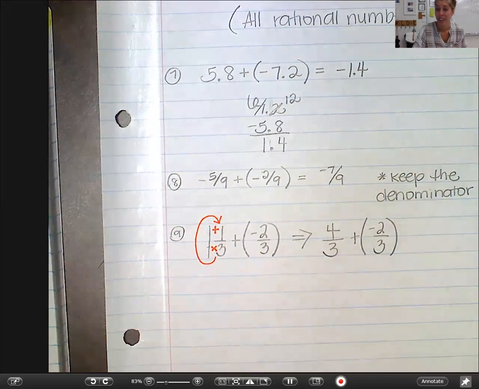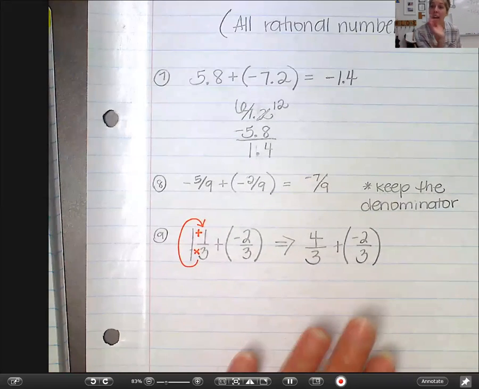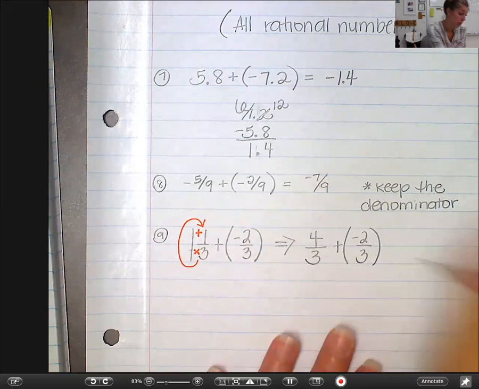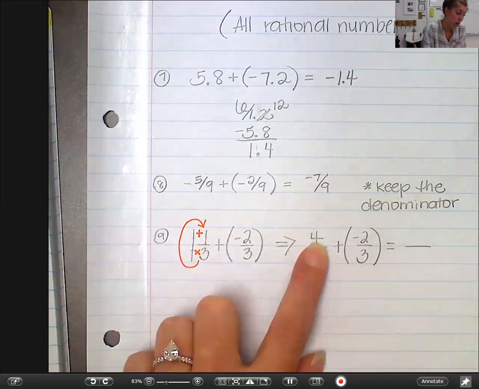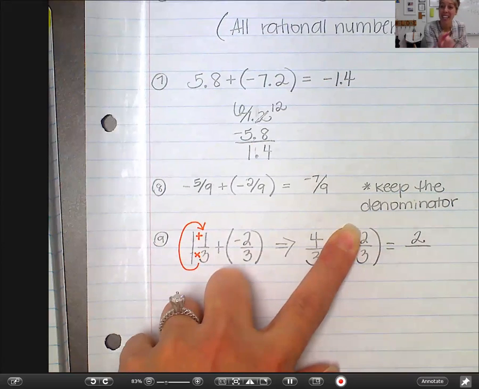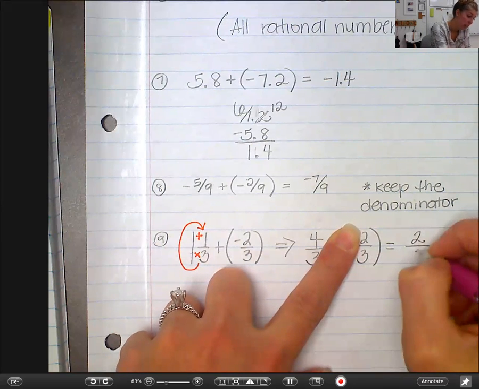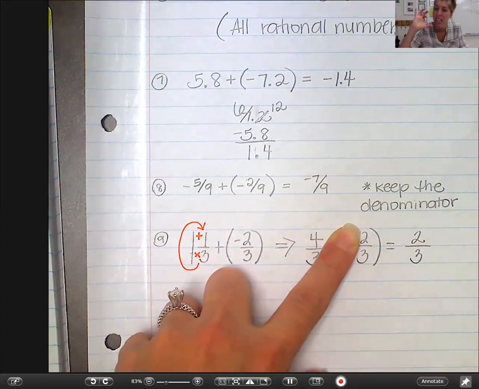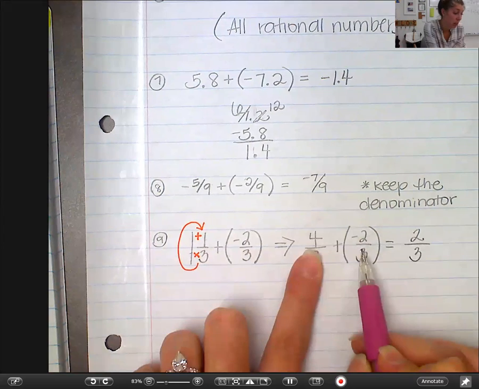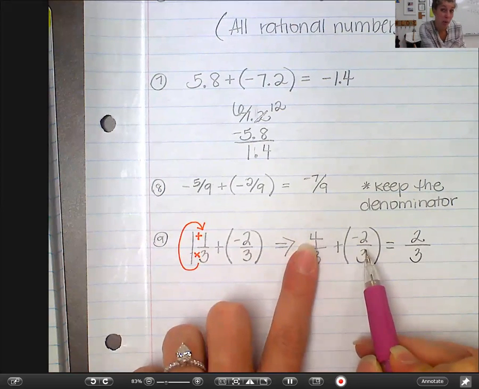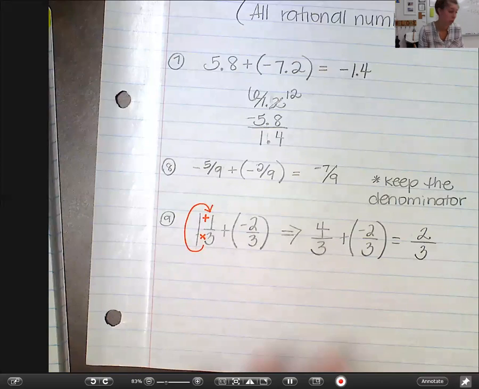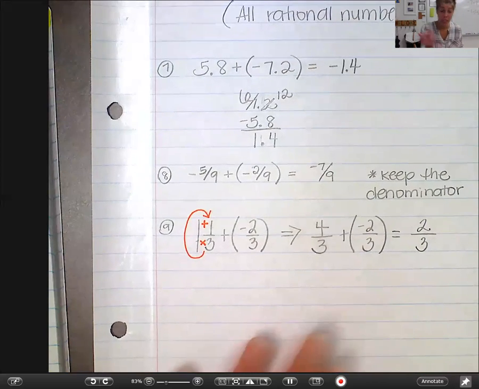Okay. All right, so we've got a positive and a negative. That means I'm going to subtract their values. 4 minus 2, 2. I'm going to keep the third denominator, or the 2/3, 4/3. I'm going to keep that 3 there. And then I decide if my answer is positive or negative. Well, there are a few more positives, in fact, double the amount of positives than there are negatives, so we're positive 2/3. Okay. Last one.